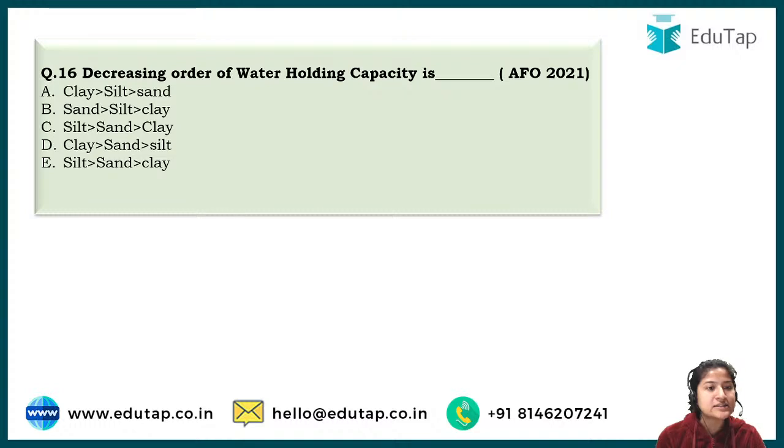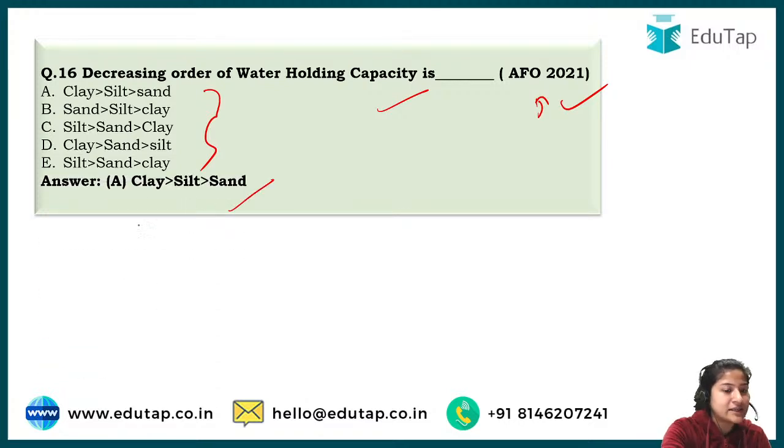And the next is decreasing order of water holding capacity is. So you have to tell the sequence in which the water holding capacity decreases. This is a question of AFO 2021. Alright. So let's move forward. So Kritika says A, and I hope she's saying it for question number 16. All right. And then we have Mamta, she says C. And then we have Sangeeta, she says A, Manish says A. And yes, the correct answer is option number A, that is clay, silt and sand only.